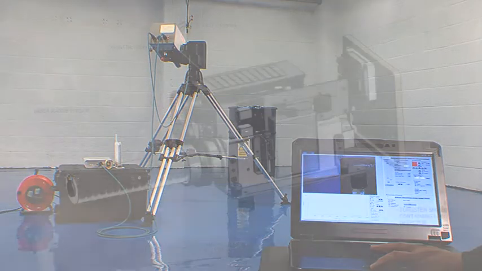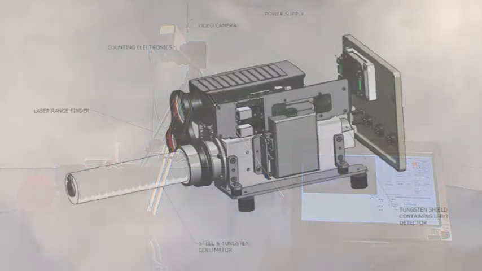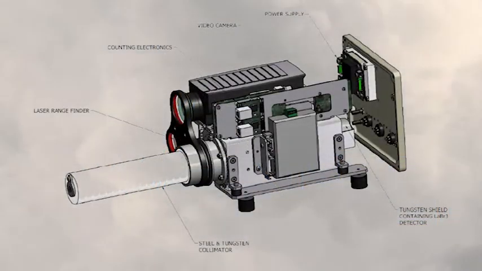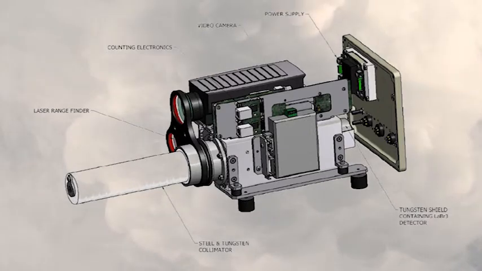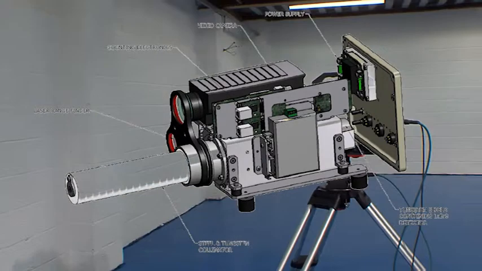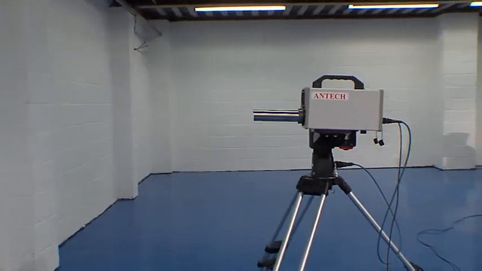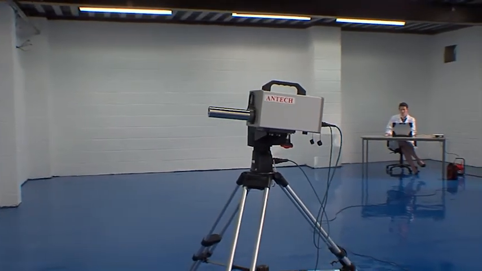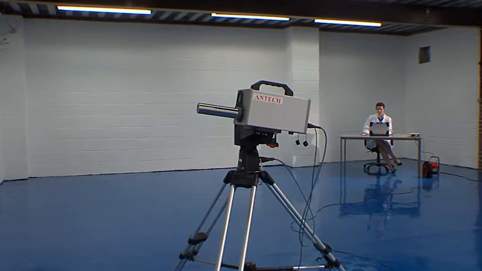The detector head consists of a lanthanum bromide gamma ray scintillation detector, a video camera, and a laser rangefinder. RadSearch is controlled from a notebook computer, and the entire system can be operated from mains electricity or a 24-volt battery.